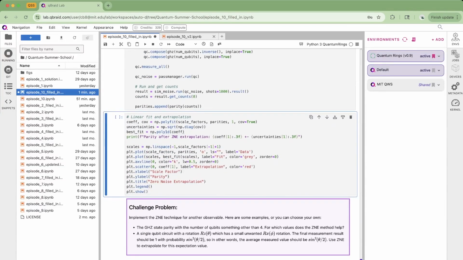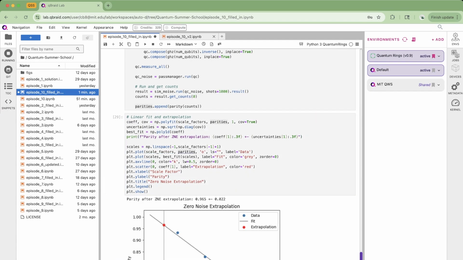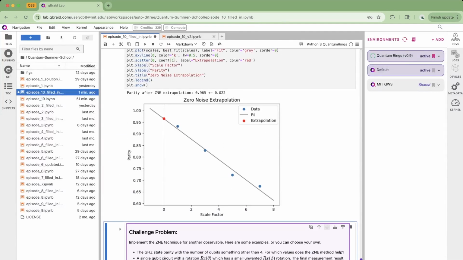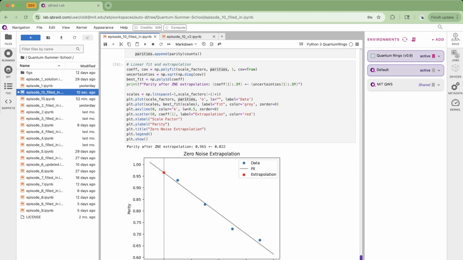And then here I'm just performing a linear fit on that so we can see what we measured the parity to be with uncertainty, and then plotting it. So let's see. Okay, so here we can see that we extrapolated back to 0.965 plus or minus 0.02. So that's pretty close to 1. Of course, it's going to be a little bit different every time you run it due to the noise.